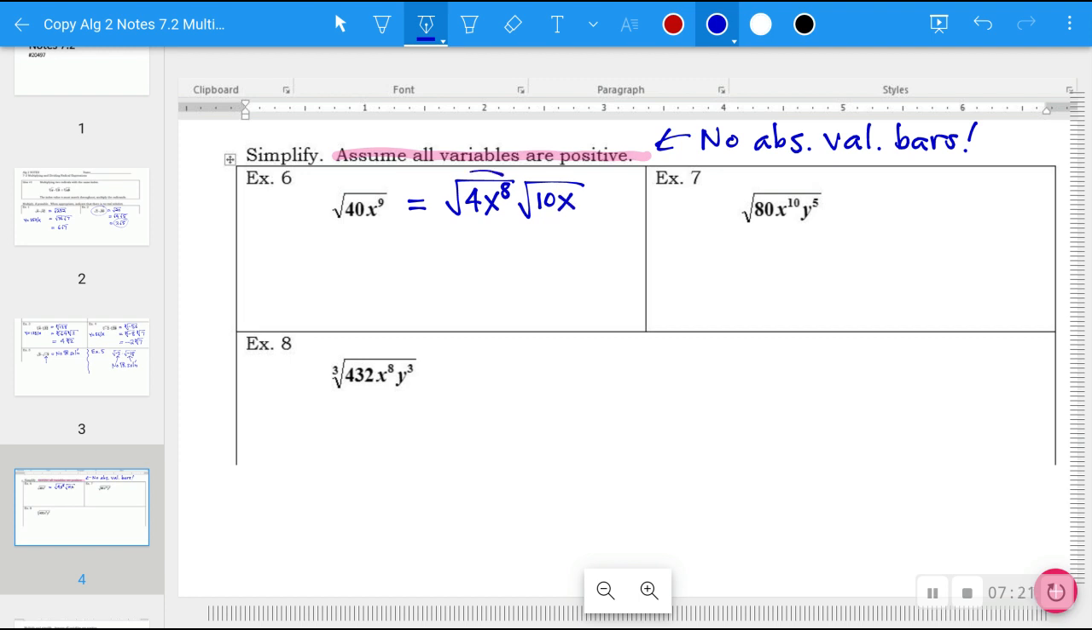Now, this front part here is a perfect square when you do that. Square root of 4 is 2. And this 8 divided by the hidden 2 there would give your new exponent of 4. And then we have the extra 10x, square root of 10x, that we have to just leave like that. Okay, the 80 breaks up into 16 and 5.